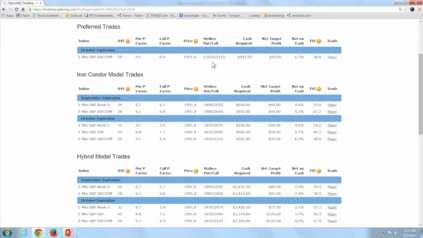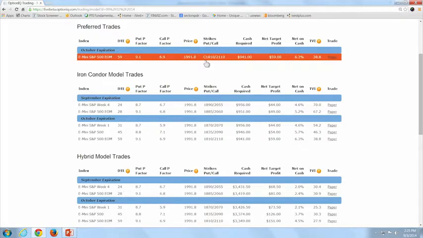Strikes is a reference to a strike price, which is the price level where I'm selling or buying an option. In this particular case, this is telling me where I'm selling my options. If you look down below, you see the letter C. C stands for Iron Condor. This preferred trade happens to be an Iron Condor trade. So that's the type of strategy that we're using. The reason why it's preferred is because the spread on this trade is very, very wide. In fact, it's wider than all of the other Iron Condor trades below.